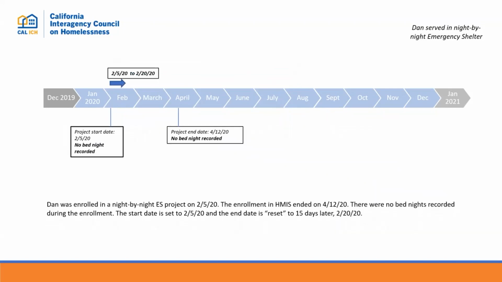In this example, Dan was enrolled in a night-by-night emergency shelter project on February 5th, 2020. The enrollment in HMIS ended on April 12th. There were no bed nights recorded during the enrollment. The start date is reset to February 5th, 2020, and the end date is reset to 15 days later, February 20th, 2020.